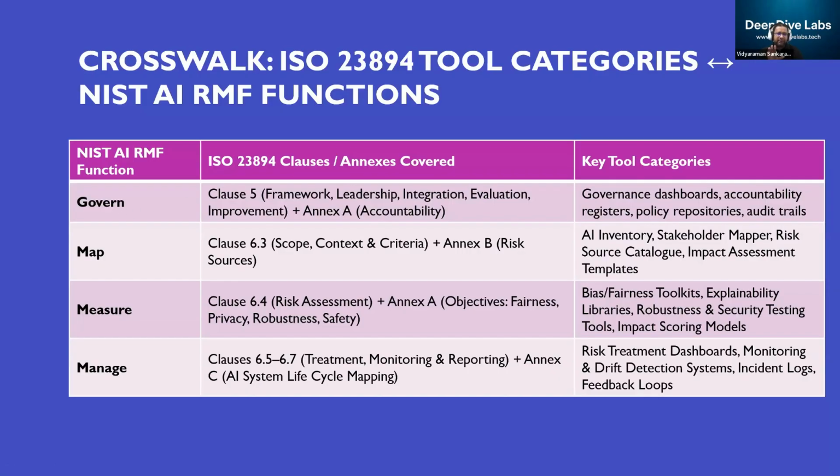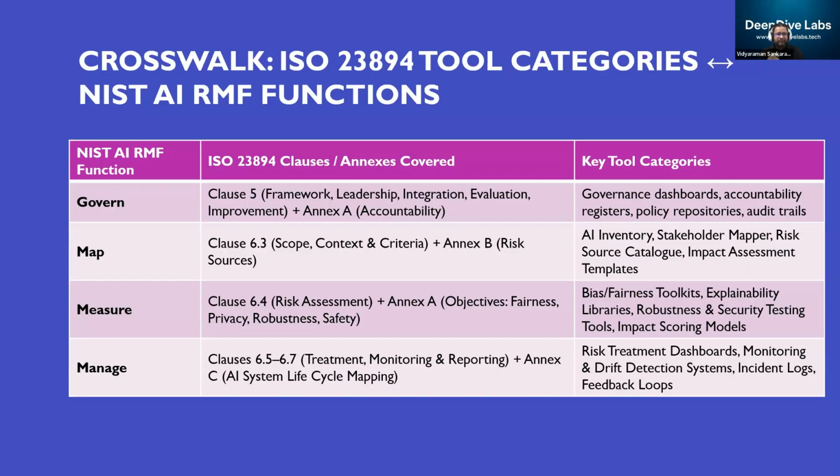Now, I must caution that this is a summary slide. The specifics of a crosswalk really is looking at all the specific controls of govern and then taking each of them one by one and mapping it to all the specific clauses in clause 5 and in Annex A for ISO 23894. So that is the true definition of a crosswalk, which is very close to the metal.